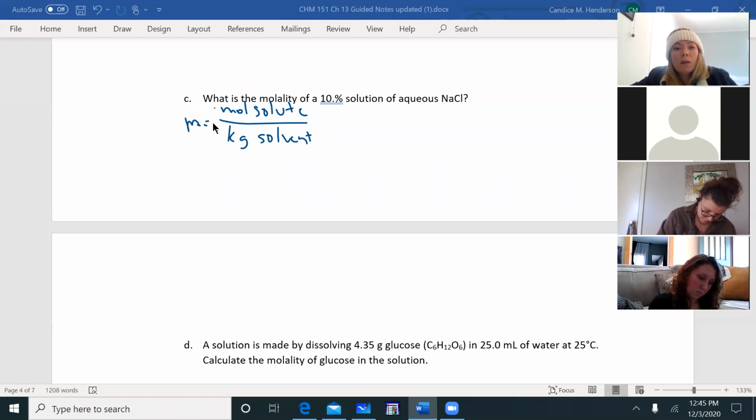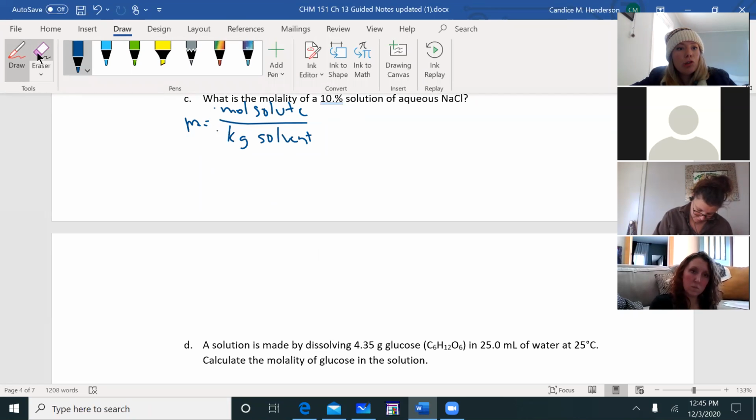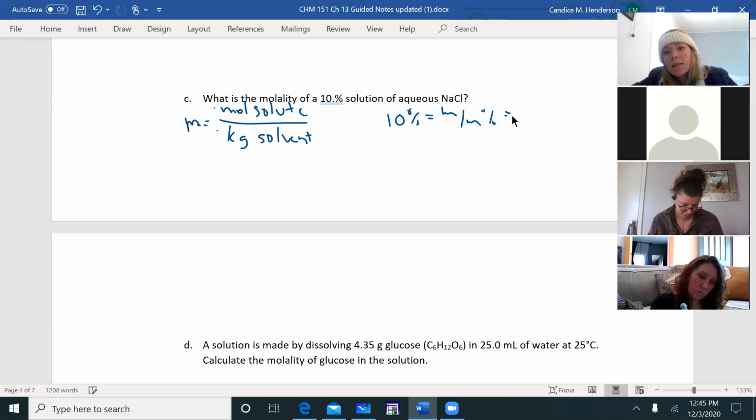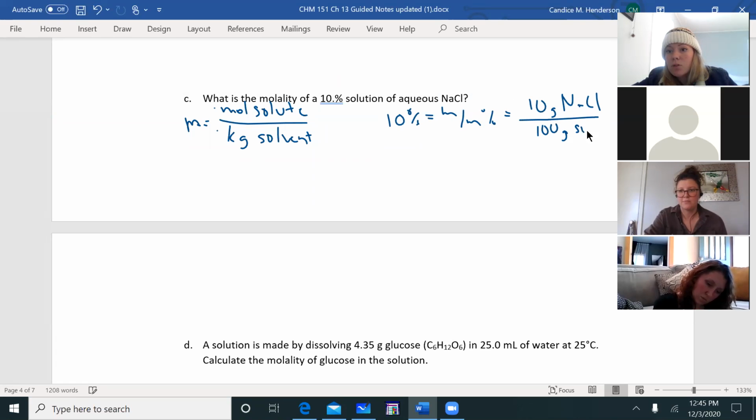Okay, so with this one, we've got a mass percent. So if I say something is 10% mass, okay, so if 10% is equal to the mass percent, that's the same thing as saying 10 grams of the solute, in this case NaCl, for every 100 grams of the solution. Are you all good with that? 10 grams for 100 grams would give you 10%.